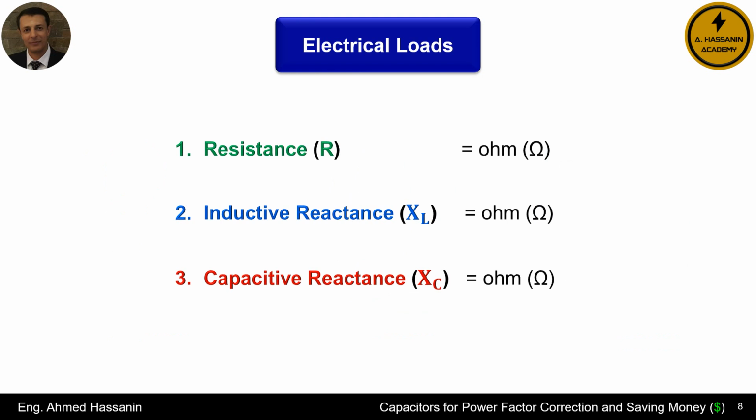So we must understand that electrical loads differ in how they receive and consume electrical energy. This, of course, depends on the internal components and elements of each electrical load. In general, the basic components and elements of electrical loads are: first, resistance, R, measured in ohms. Second, inductive reactance, XL, measured in ohms. Third, capacitive reactance, XC, measured in ohms. Before discussing these three components in detail, we need to understand a very important concept.